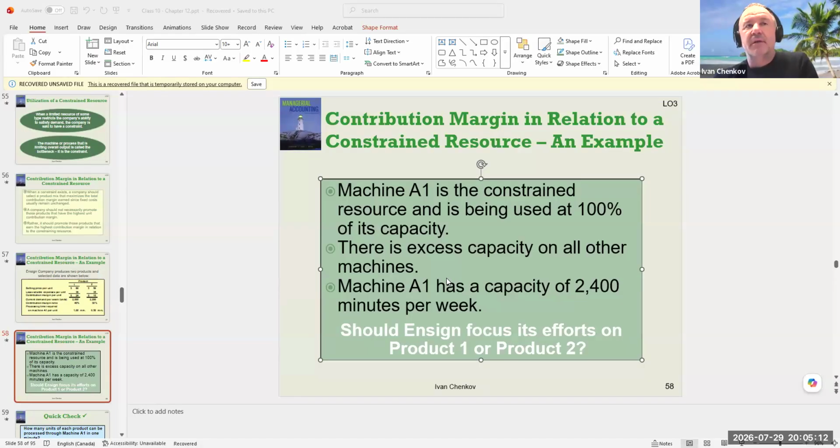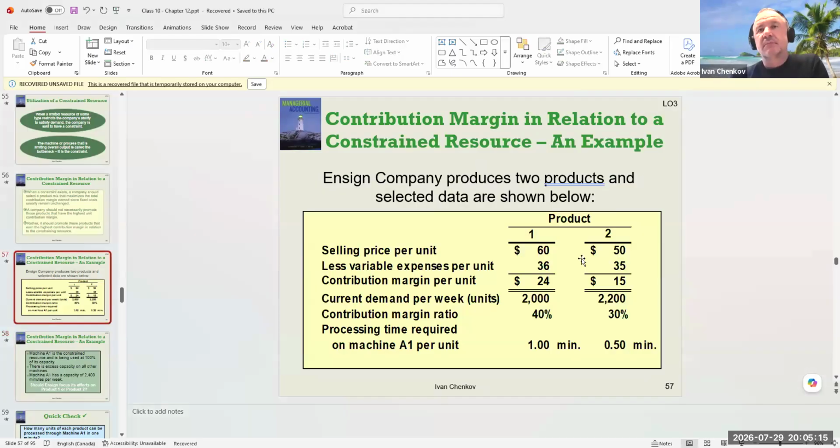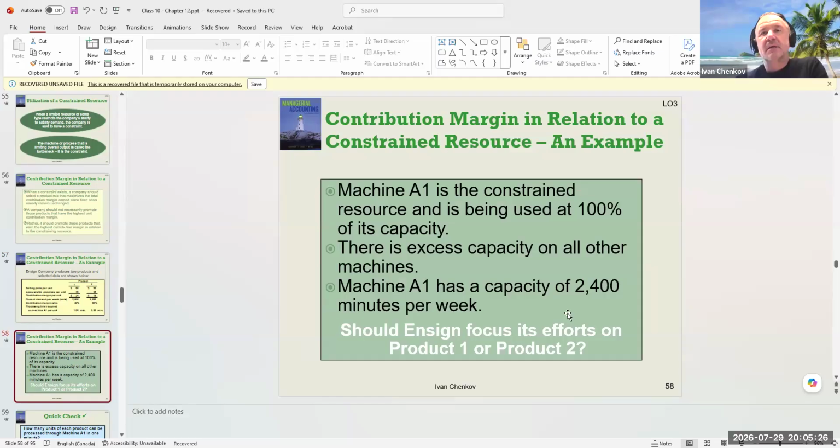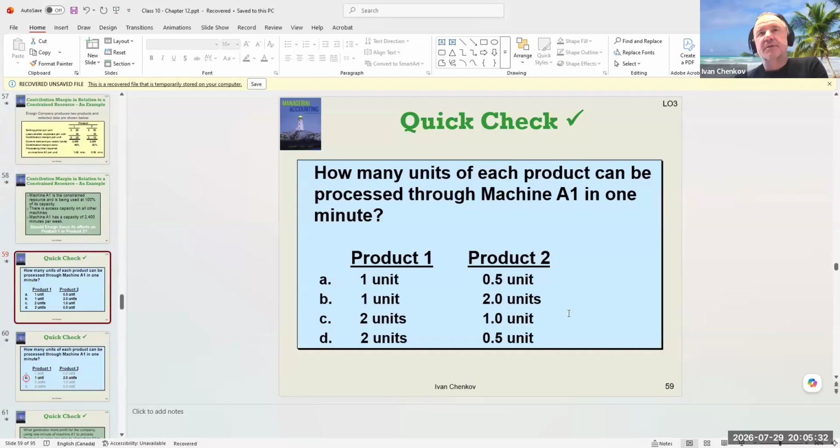Now, the information is given to us with all the selling price, variable costs, current demand, minutes per product. Capacity is restricted by machine A1. First question is, how many units of each product can be processed through machine one in 1 minute? We already answered that question indirectly, and the answer should be one unit of product one and two units of product two.